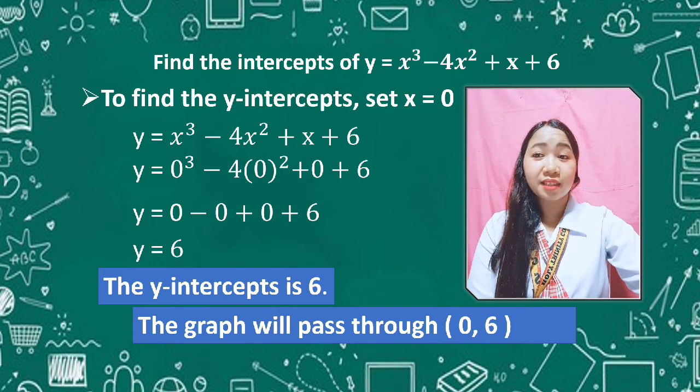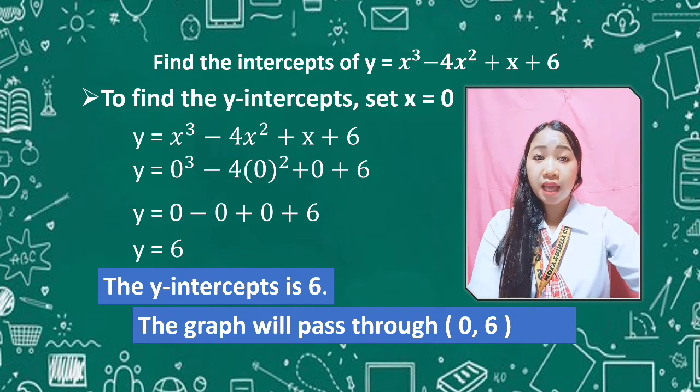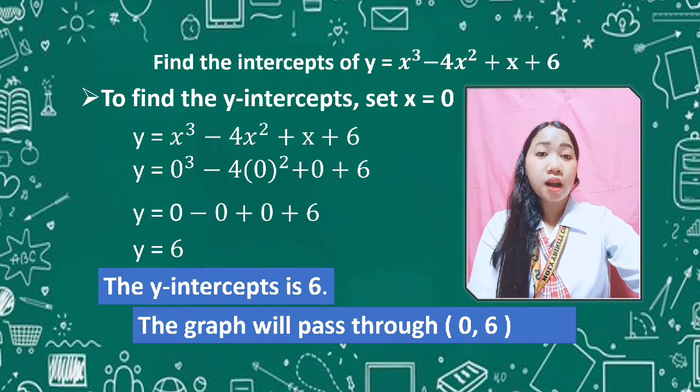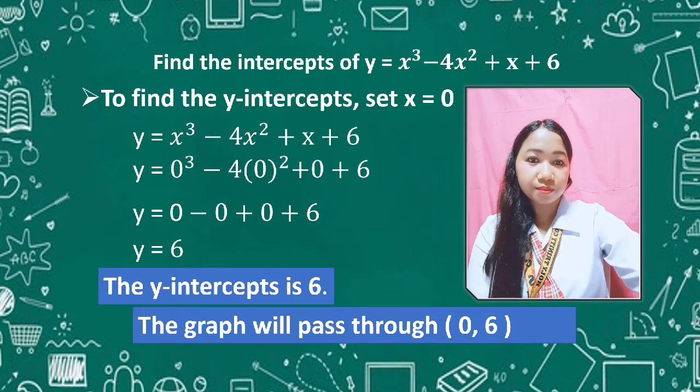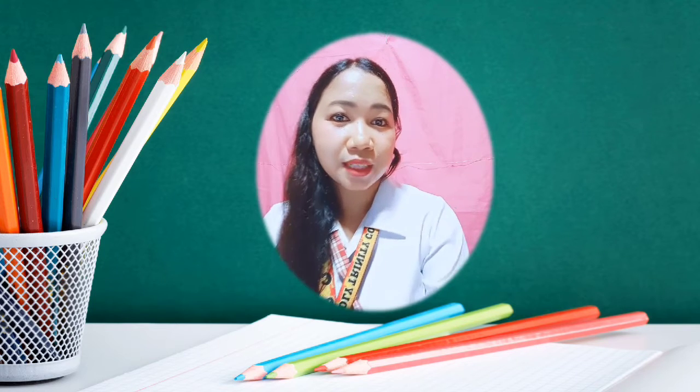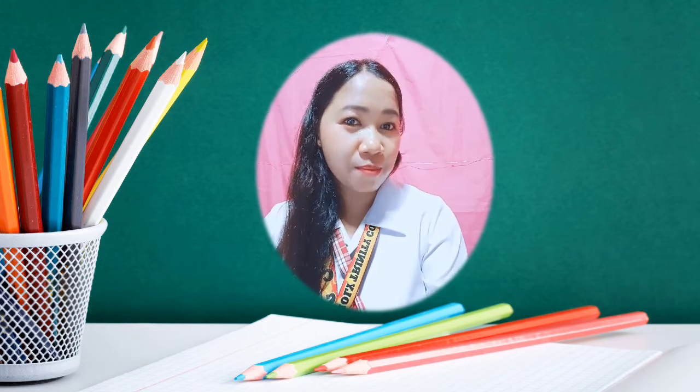So, let's add 0 minus 0 plus 0 plus 6. We have y equals 6. Therefore, the y-intercept is 6. This means the graph will pass through 0, 6. So, ganun lang kumuha ng x and y intercepts of a polynomial function. Let's come now to our example number 2.